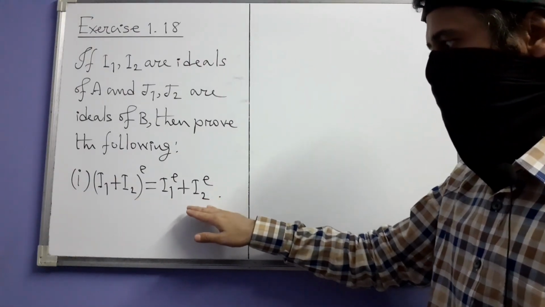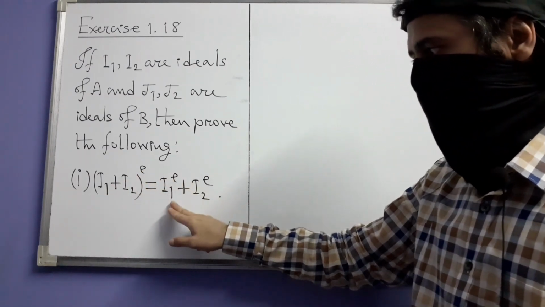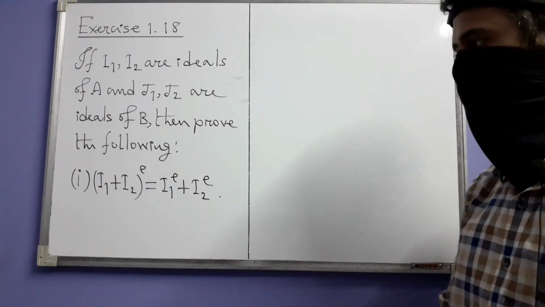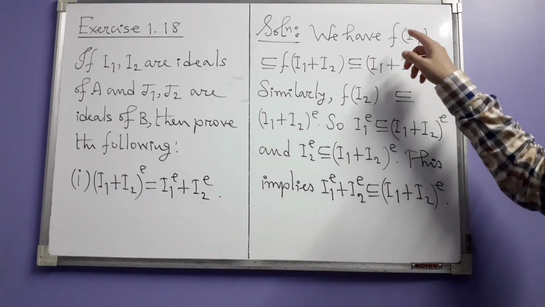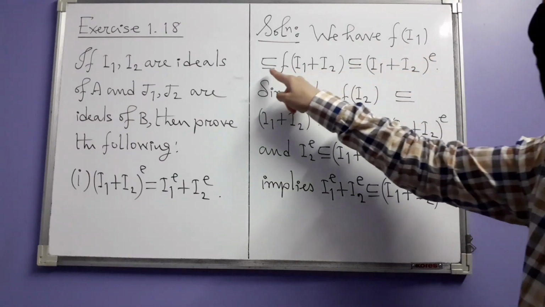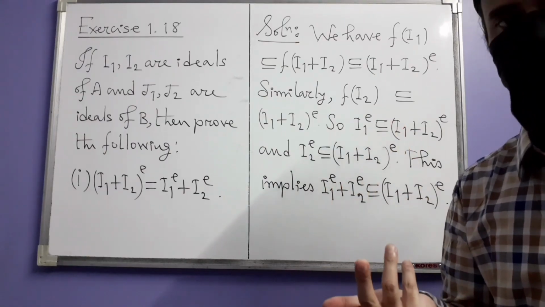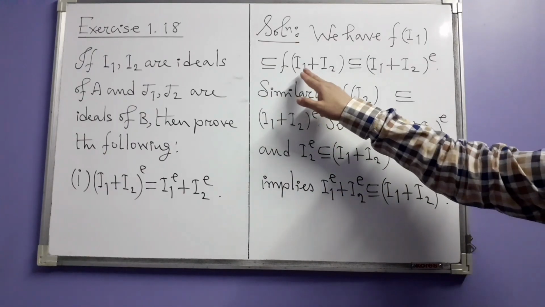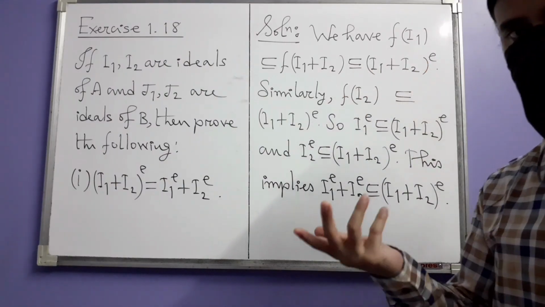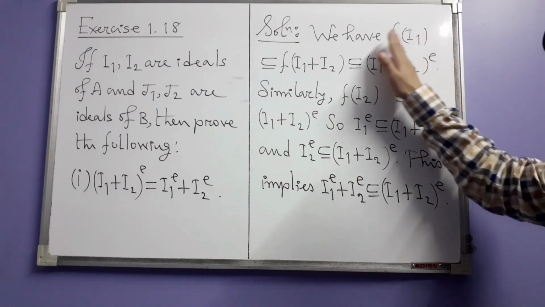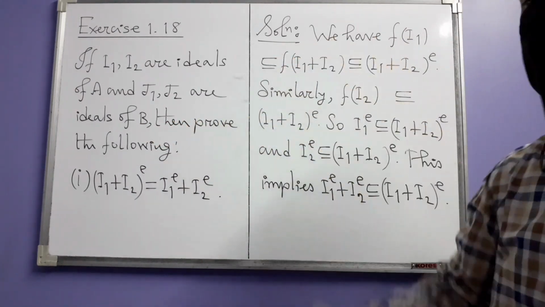The first statement is this: the extension of I1 plus I2 is equal to the extension of I1 plus the extension of I2. So we start the solution with this chain of containments. First, we note that f of I1 is contained in f of I1 plus I2, simply because I1 is a subset of I1 plus I2. And f of I1 plus I2 itself is contained in the extension of I1 plus I2, because that's the definition of extension. It is the smallest ideal in the ring B which contains this f image.